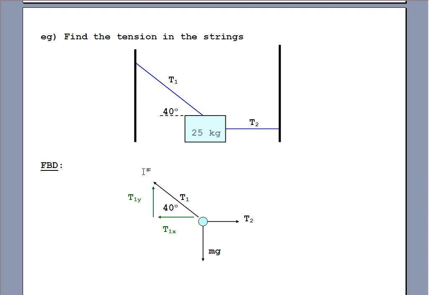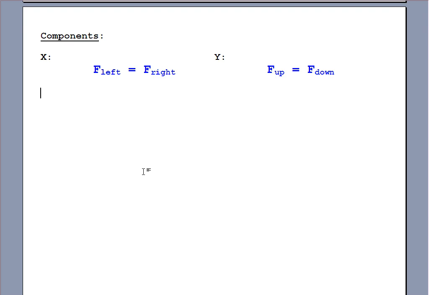I like to say the ups equal the downs. That way I don't have to put a minus sign in. So for me, the up would be the T1y, or you could call it T1 sine 40, and the down would be the mg. Going to the left, I have T1x, or you could call it T1 cos 40, and then to the right I have T2. And so when I set up my components method, I like to say, hey, my forces left equal my forces to the right, my forces up equal forces down, just so that I don't have to put the minuses in.